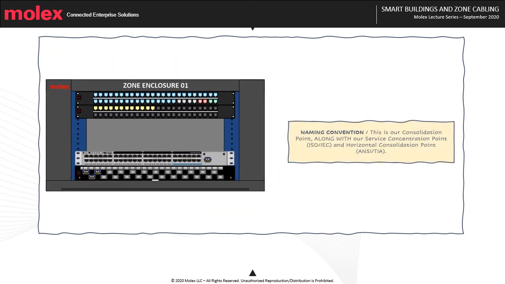Naming convention. Here, this is our consolidation point, along with our service concentration point, if we refer to ISO IEC, and horizontal consolidation point if we refer to ANSI TIA. Our zone enclosure supports both building devices and voice data devices.